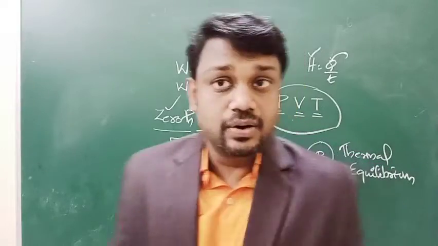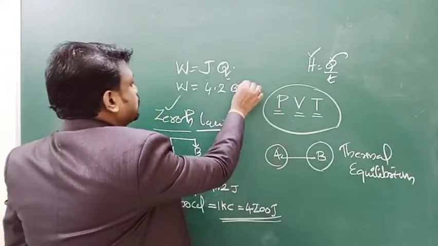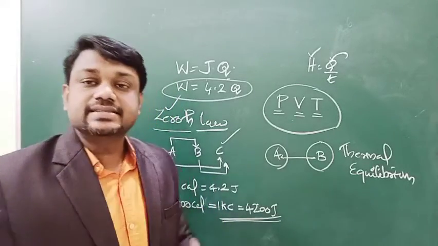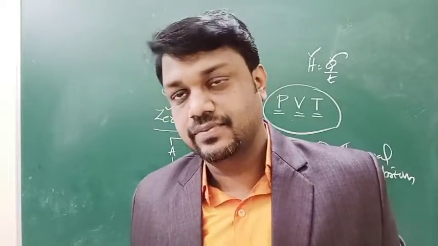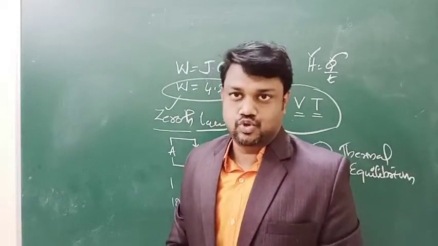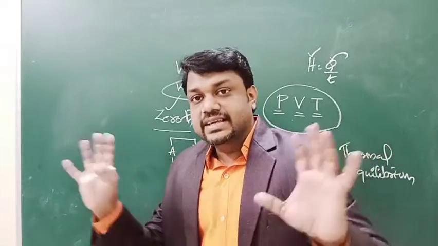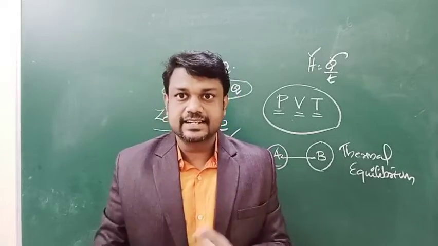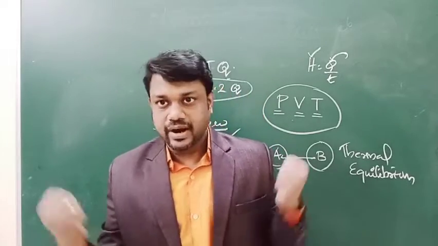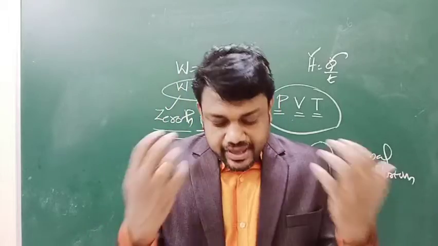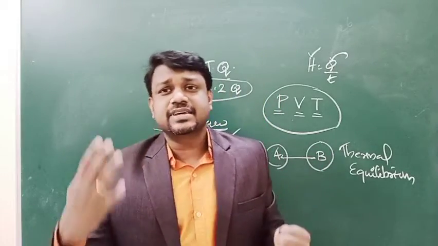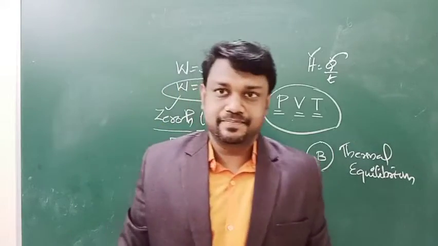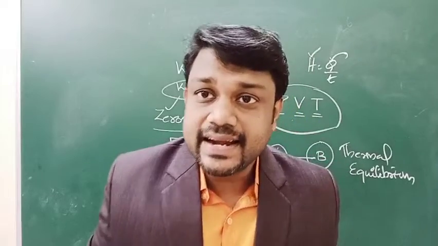That is the conversion factor: W is equal to 4.2 Q, which means 1 calorie is equal to 4.2 joules. So that is the conversion of heat into work and work into heat. There is a relation between work and heat. Then we can say that three terms are related to a thermodynamic system.